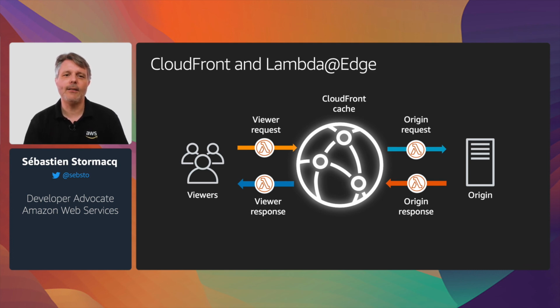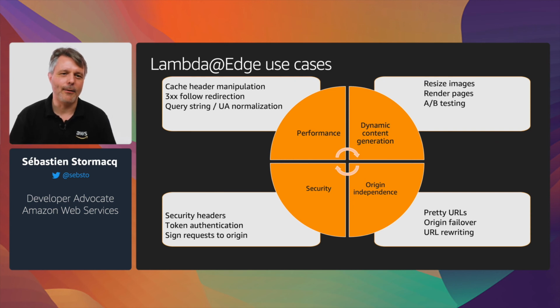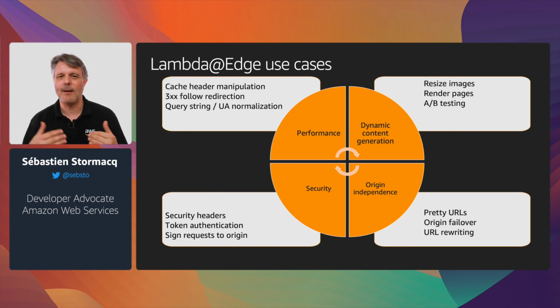And then the last one is the viewer response. This one is triggered for every single request, and it's after the cache, before the content is sent back to the viewer. So there are many use cases for Lambda@Edge. For performance, you can manipulate the cache header, you can follow redirection, you can normalize the user agent, you can generate dynamic content by compressing, resizing images, or even render pages inside one of these Edge functions.